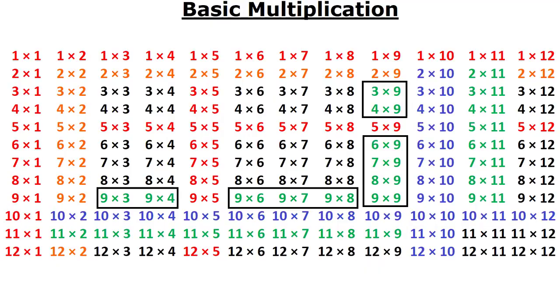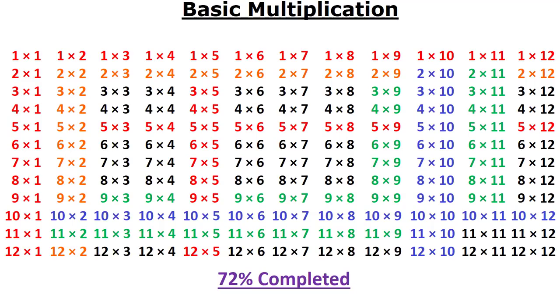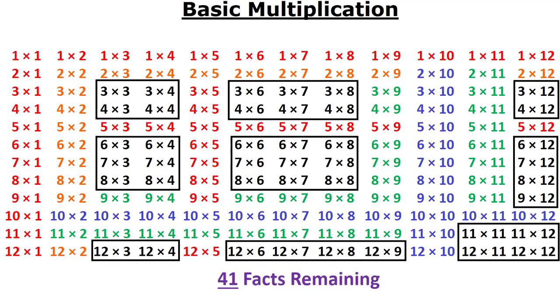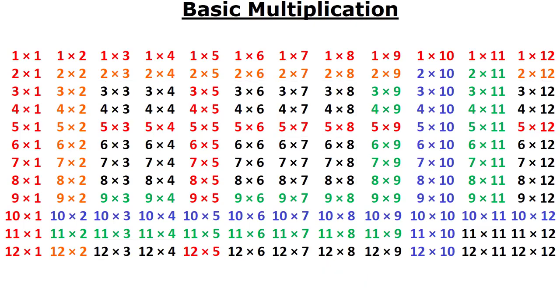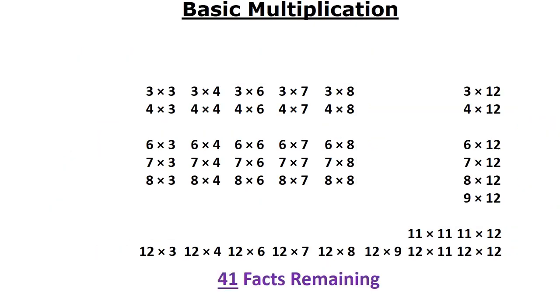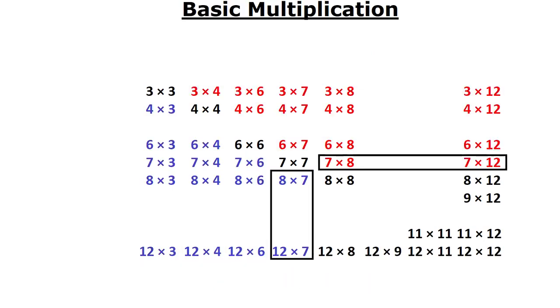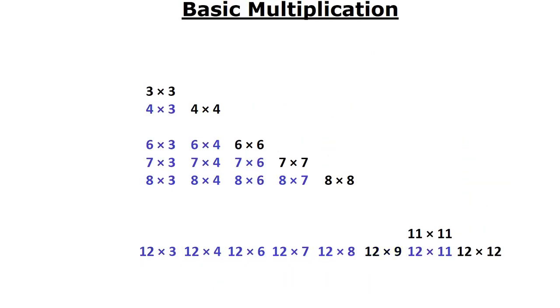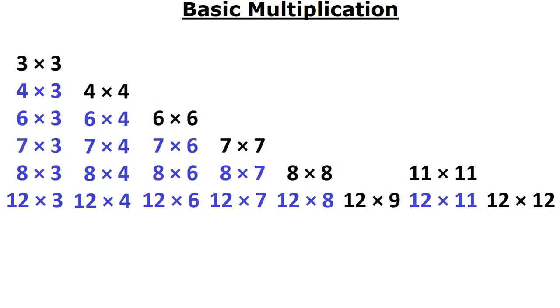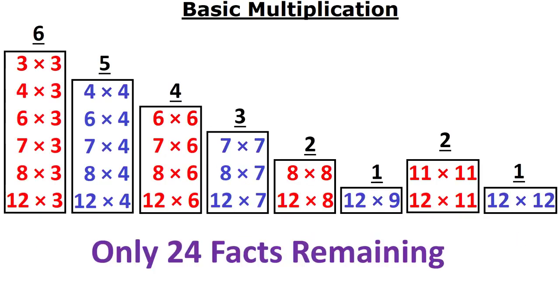So after just learning 6 rules, you now know 103 multiplication facts. That only leaves 41 remaining. And of those remaining 41, once we remove the duplicates of multiplying by 3, 4, 6, 7, 8, and 12, we only have 24 facts remaining.